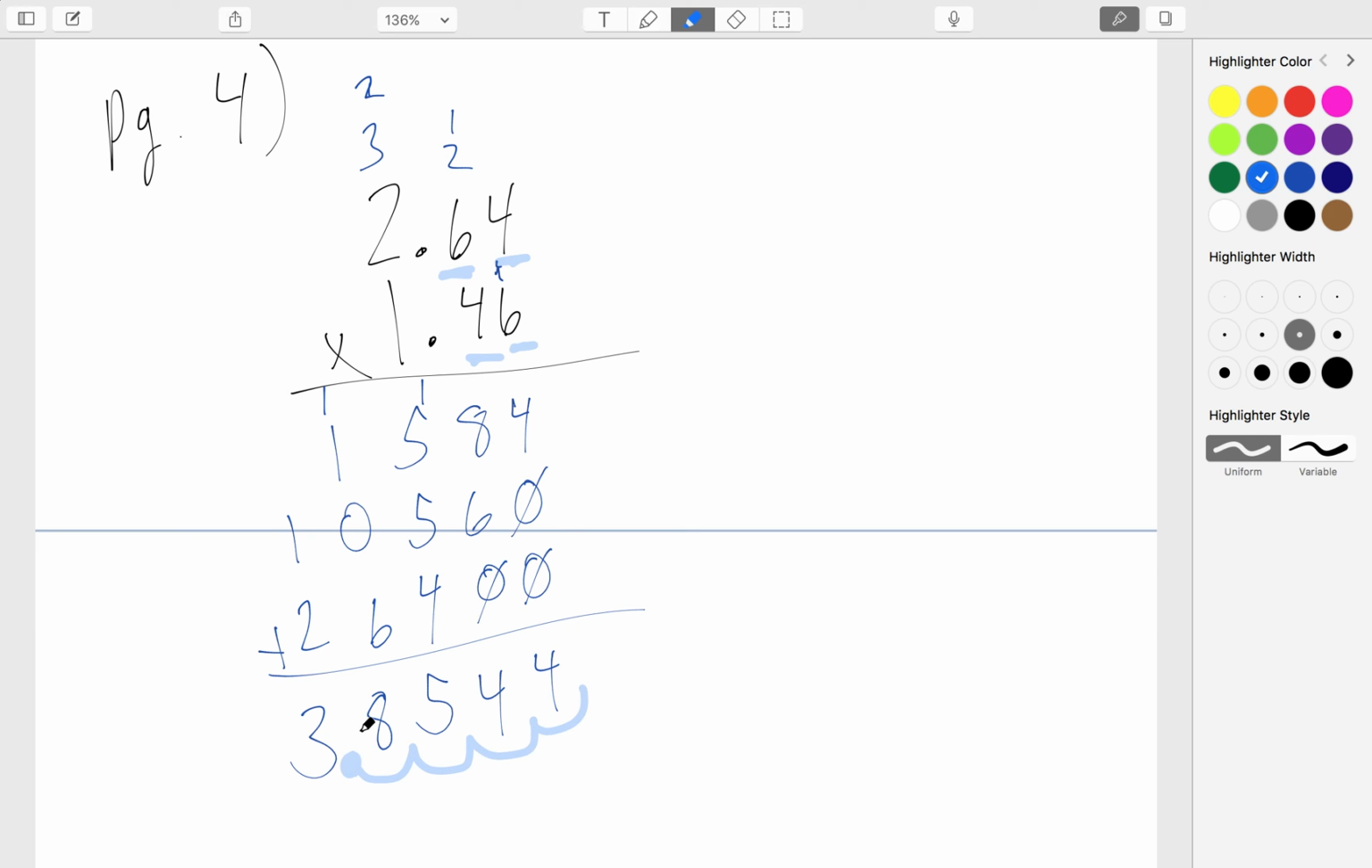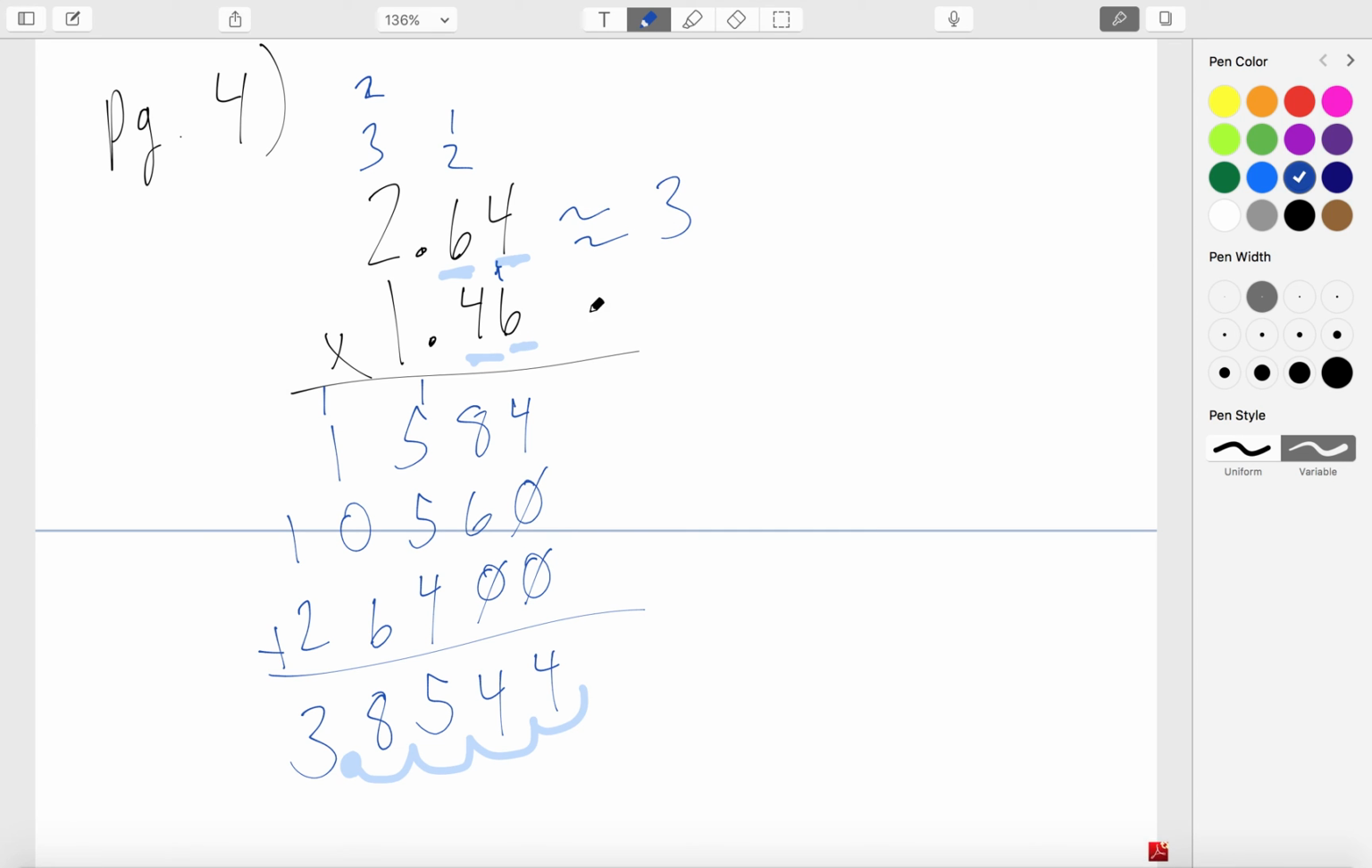Let's make sure that we are right in our answer. What is this about? About 3 when you round it. What is this one? It would fall down, so it would be about 1. What's 3 times 1? 3. Is this about 3? Yep. So it's 3.85, so we know we put the decimal in the correct spot.